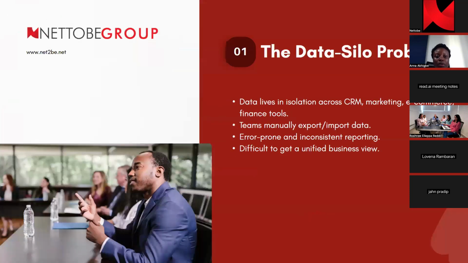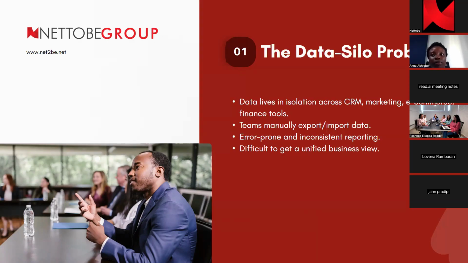So, the data silo problem. Now, I will just briefly define what a data silo is. A data silo is when data is isolated in a particular system or department or tool and is not easily accessible or shared with other parts of the business. For example, let's say your sales team is currently using the CRM. It has its own data. Everything is kept in that unified spot.